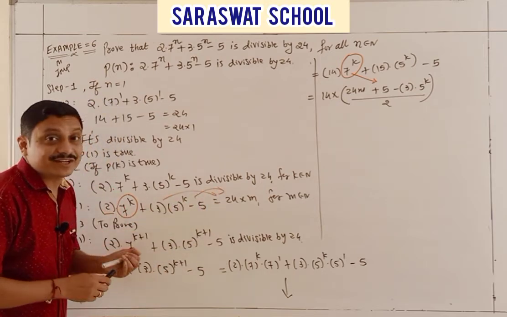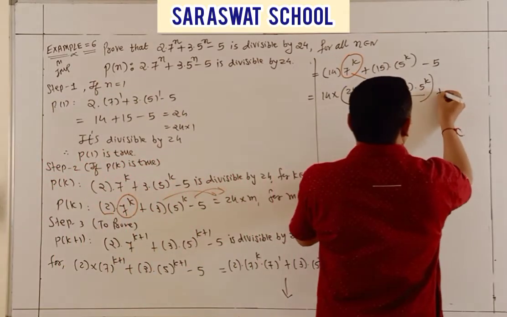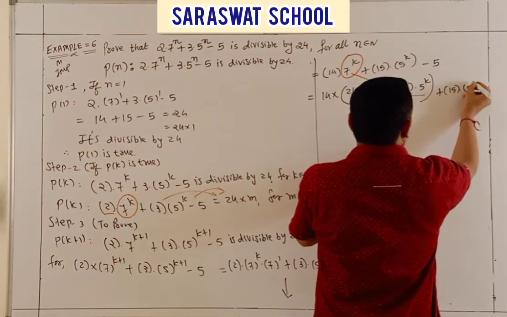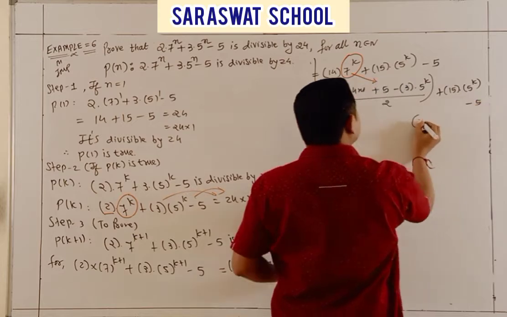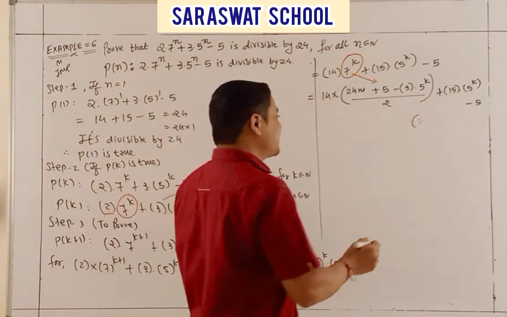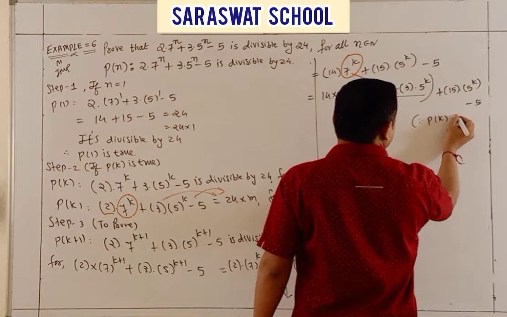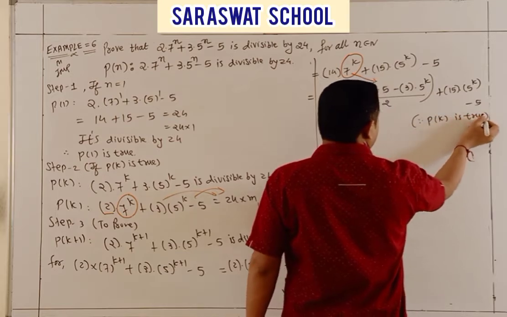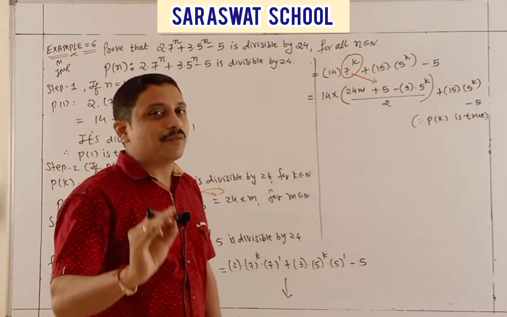This term I take to the right side, and these two are divided there. Then we divide 7 raised to k, and the other 15 with 5 raised to k, same. Minus 5 same here. Declare, because P(k) is true. That side, complete now.